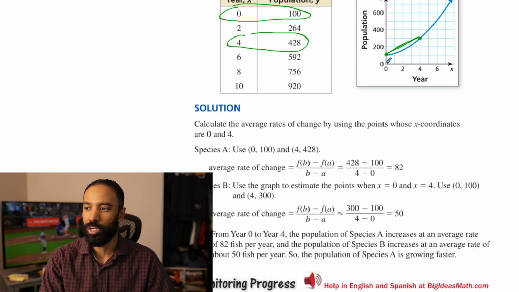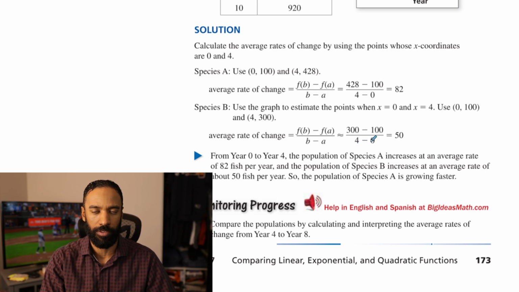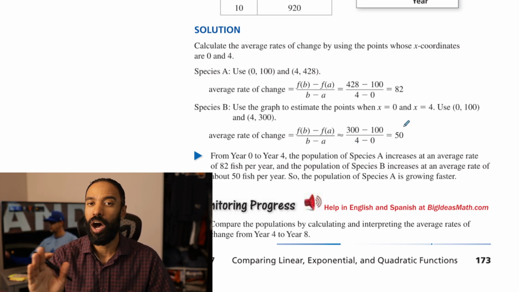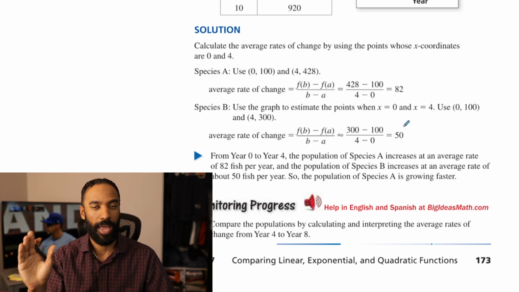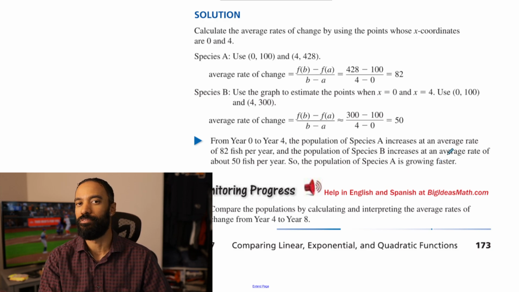Species B, year 0 looks like 100 fish, and year 4 looks like it has 300 fish. So that difference is 200 fish over the course of 4 years, and that's 50 fish per year on average. That's not what actually happened, but that's on average. And that's what they mentioned at this last part here. Species A is growing faster over the course of that time.